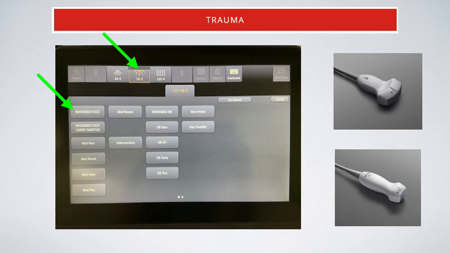Use either the curvilinear probe or phased array probe to perform the exam. In the example above, the curvilinear probe is selected. Select WakeMed FAST for optimal presets to perform the exam.